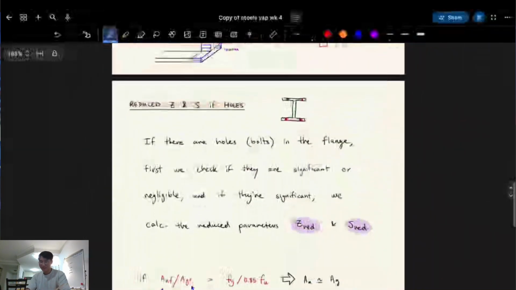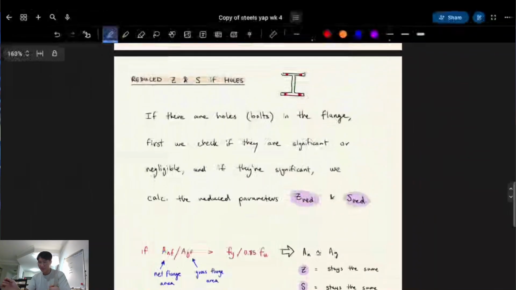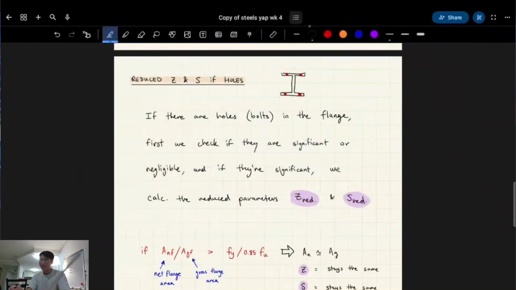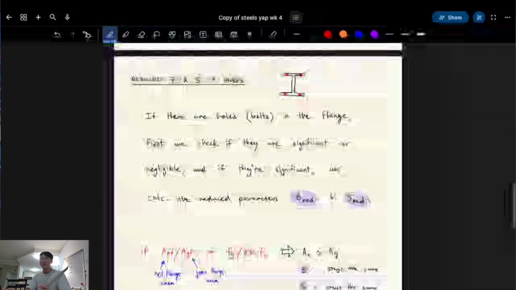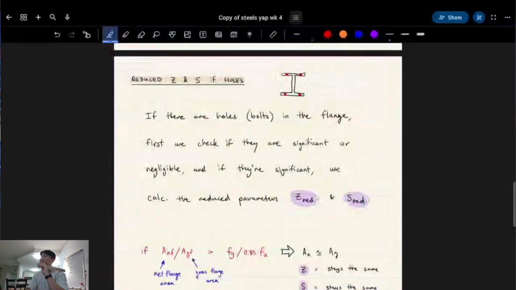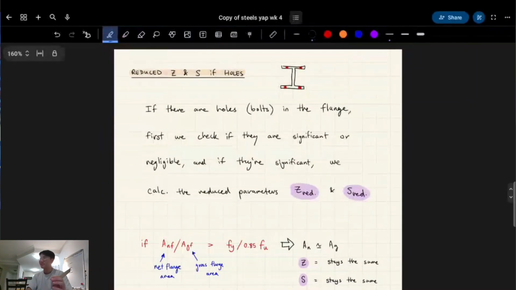Okay, so now this is a reduced Z and S if there are holes. To be honest, they skip this step most of the time. Don't worry about it, unless for your assignment they're fussy about it in one of the assumptions, then do it. It's basically saying reduce your section moduli if there are too many holes in them, because then it's the same thing as area and effective area, but for Z and S. Makes sense.